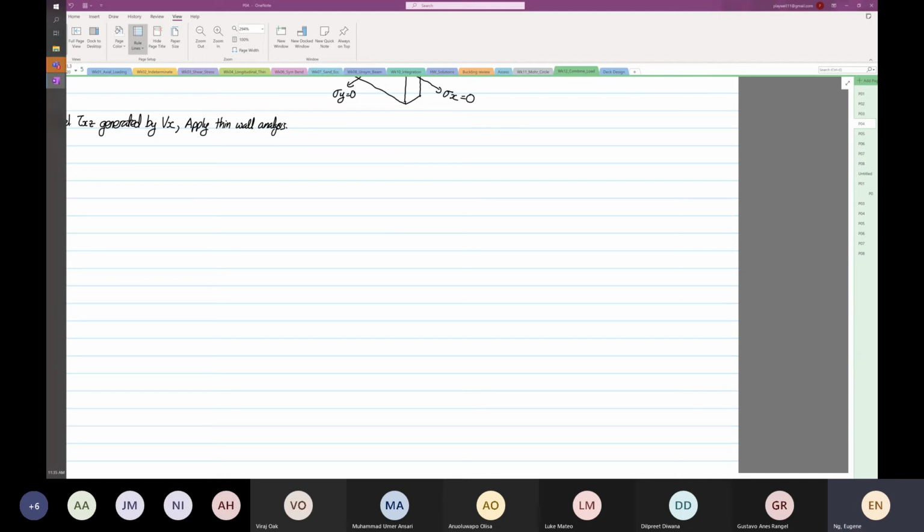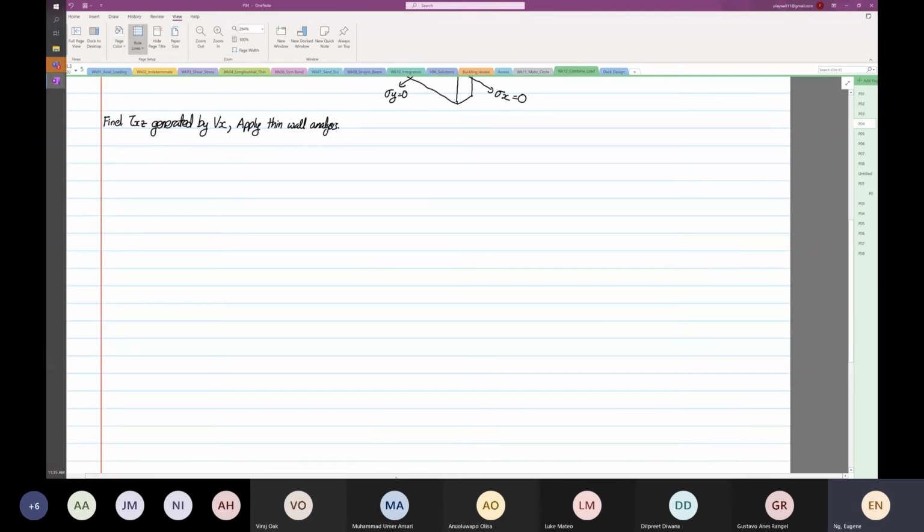So all the beams that we're going to do, oops, you can't see now, my bad, sorry. All the beams, we're all going to apply thin wall analysis. Why do I say apply thin wall analysis? Because we need to draw the shear flow. Okay, so here we go. Now we are going to look at Vx.